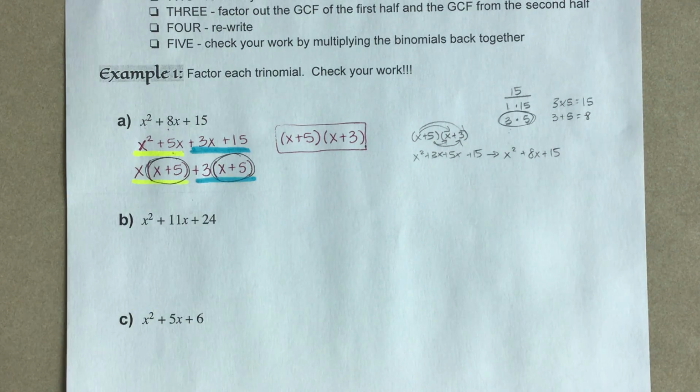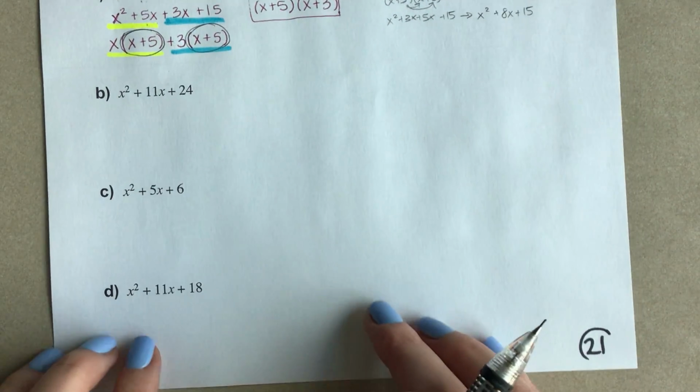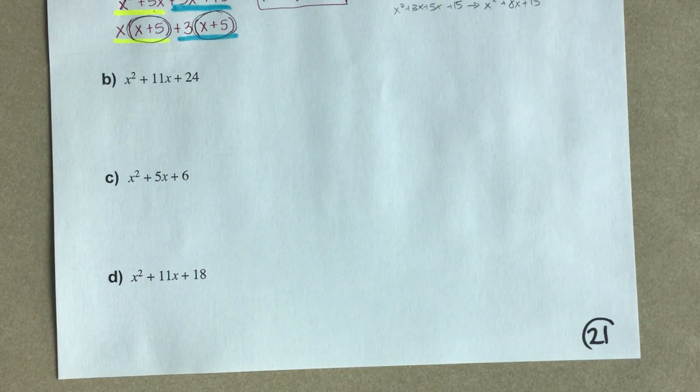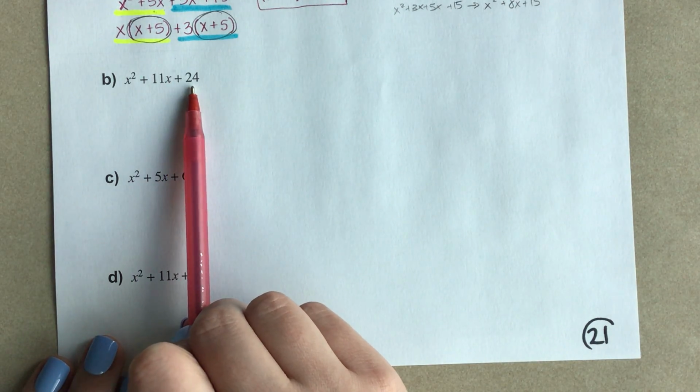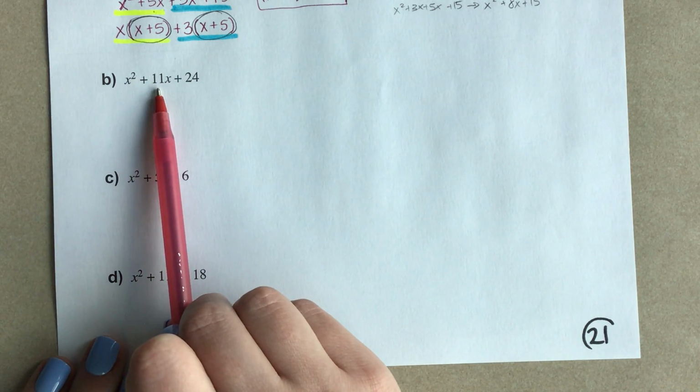All right, that was kind of slow. We're going to do it again. So in example B, I have x squared plus 11x plus 24. I'm looking for things that multiply to 24 but add to 11.